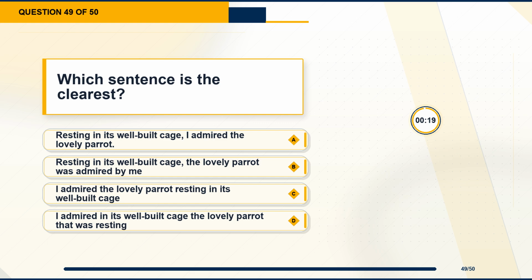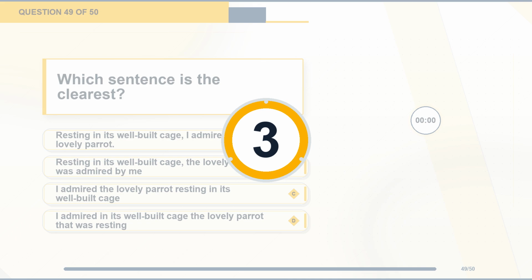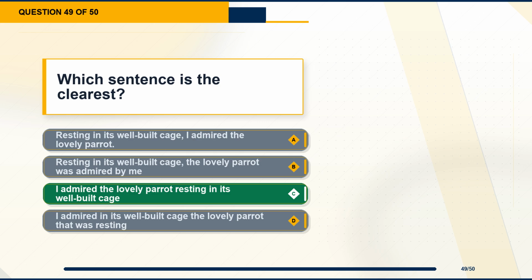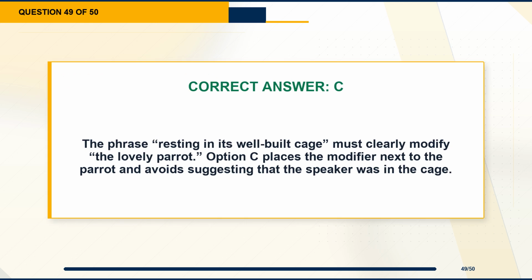Question 49. Which sentence is the clearest? Option A, resting in its well-built cage, I admired the lovely parrot. Option B, resting in its well-built cage, the lovely parrot was admired by me. Option C, I admired the lovely parrot resting in its well-built cage. Option D, I admired in its well-built cage the lovely parrot that was resting. The correct answer is option C. Explanation. The phrase resting in its well-built cage must clearly modify the lovely parrot. Option C places the modifier next to the parrot and avoids suggesting that the speaker was in the cage.